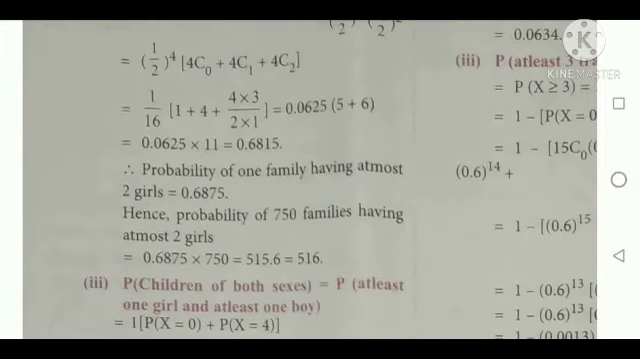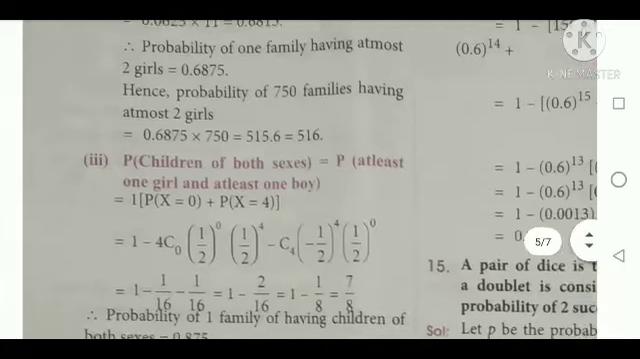Probability of one family having at most 2 girls is 0.6875, and hence for 750 families, 0.6875 into 750, it is 516.